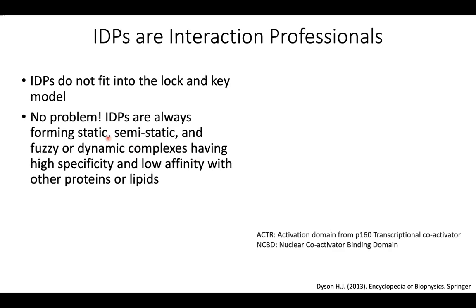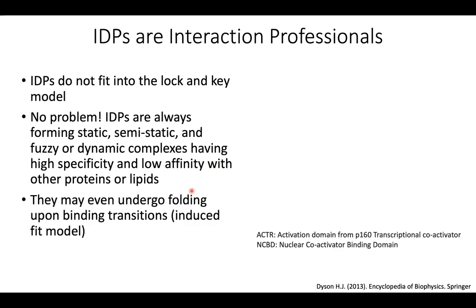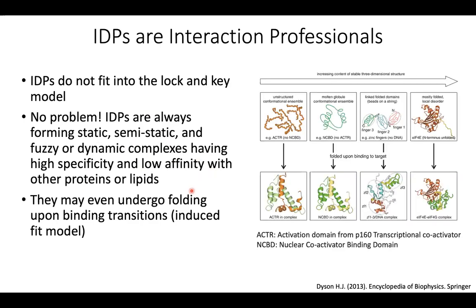IDPs are always forming static, semi-static, fuzzy, or dynamic complexes having high specificity and low affinity with other proteins or lipids. They may even undergo folding upon binding transitions that we call the induced fit model. This is an example. This is a protein called ACTR, the activation domain from P160 transcriptional cofactor, and this is NCBD, the nuclear coactivator binding domain. If you look at their native structure, neither of them has a native structure. However, when they combine, they give rise to a folded structure.